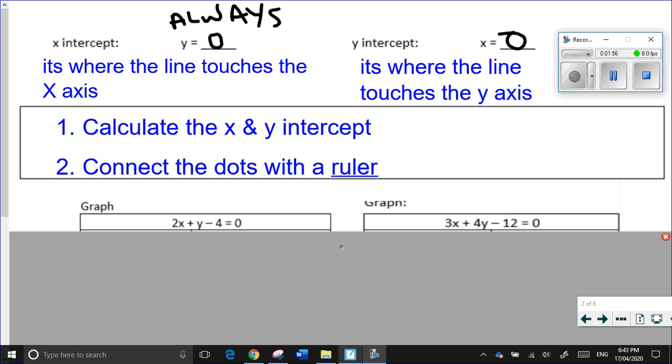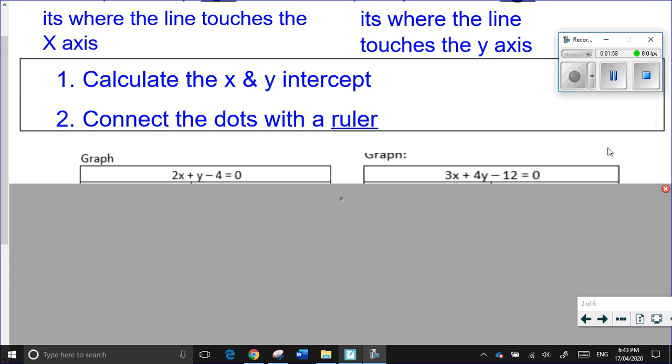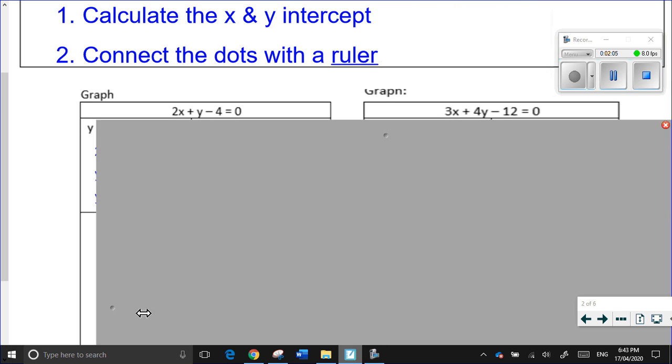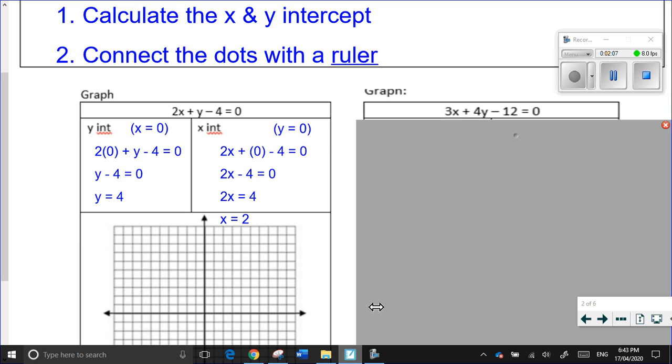So we have a couple of equations. And the first thing we're going to do is calculate our x and y intercepts. So if we take x equals 0 and sub it into the equation where the x is, then we can turn around and solve for y, right? 2 times 0 makes the 2x term disappear, and then solving for y is fairly easy.